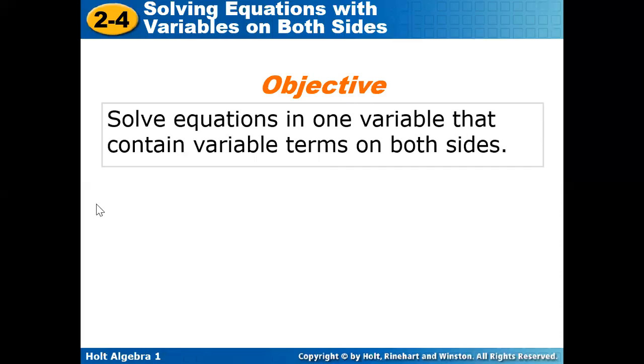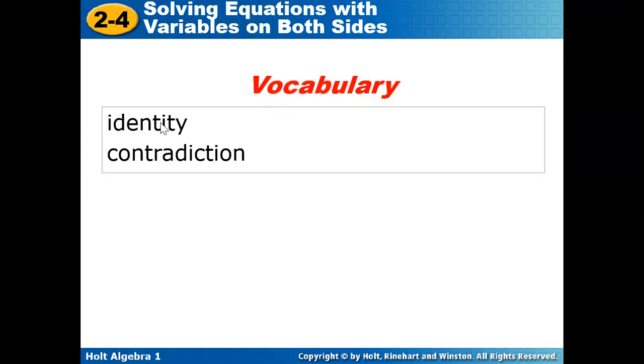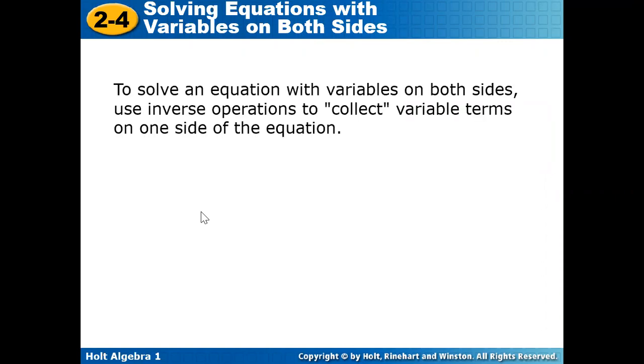So now we will talk about solving equations that have variables on both sides. This may look daunting, but it's really not. You know how to do everything that you need to do in order to solve these. It's similar to a multi-step equation because it has multiple steps. So we're going to talk about identity and contradiction.